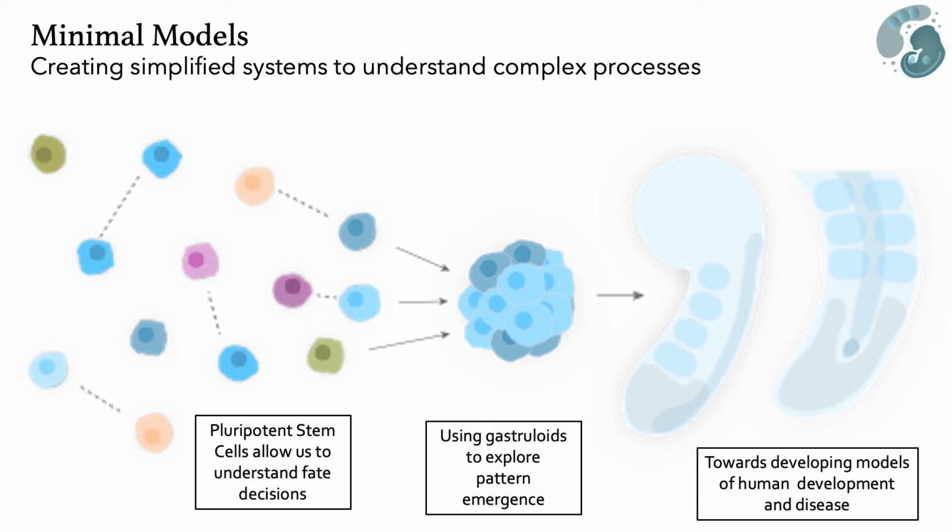In our group, we study the fundamental principles of human development using simple model systems. In particular, we use embryonic stem cells and induced pluripotent stem cells to understand fate decisions. We're interested to explore how coordination is achieved using these cells in three-dimensional aggregates known as gastruloids. We want to be able to use this simplified model system to interrogate properties of human development, including using them as models of congenital abnormalities and disease.